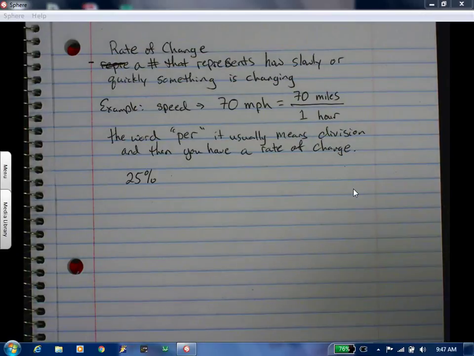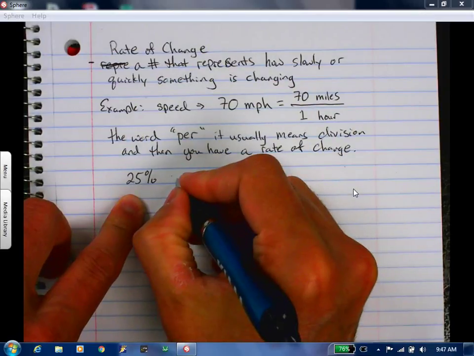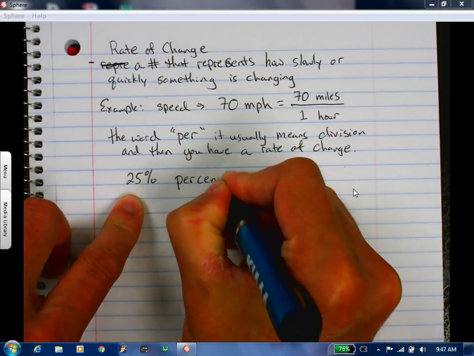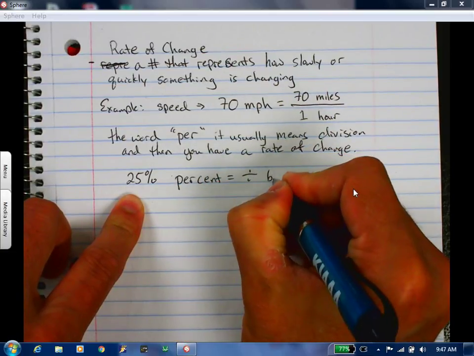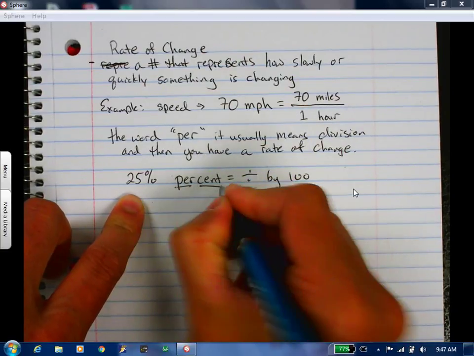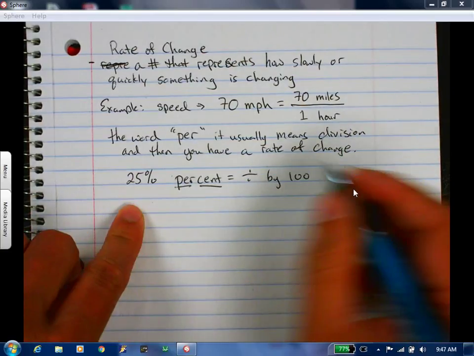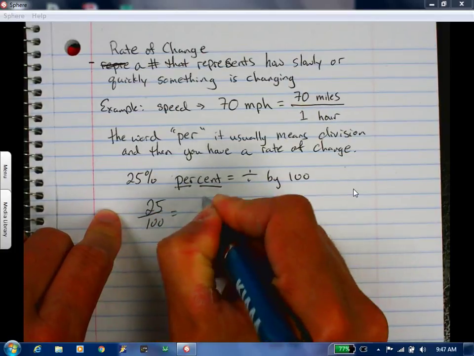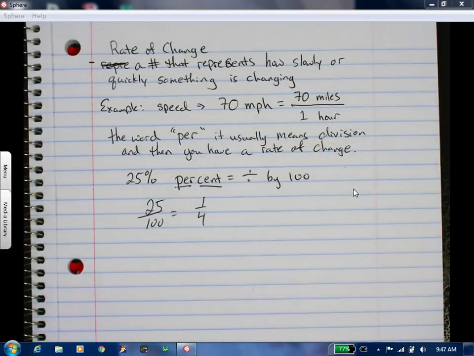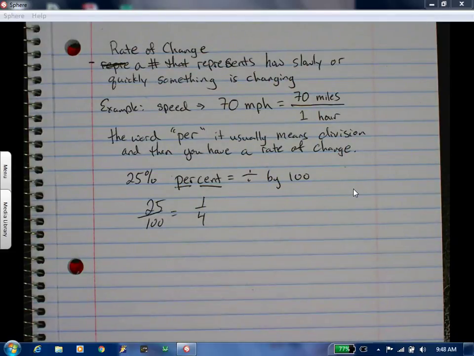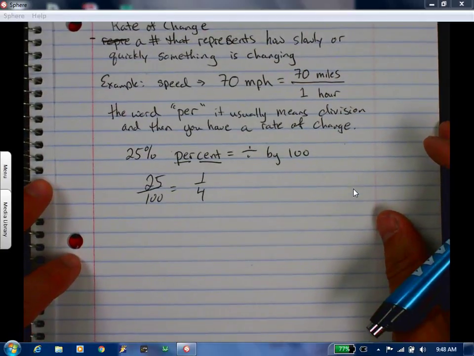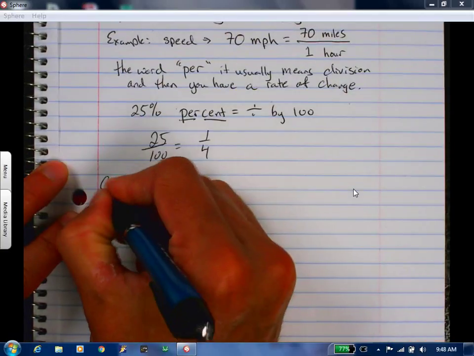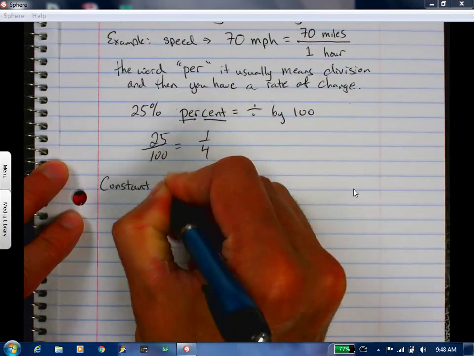So percent, remember that equals divide by 100. There's 100 cents in a dollar, so it's divide by 100. So that'd be 25 over 100, which is 1/4. Okay, so anytime you have percentages, that represents a rate of change. How much your discount you're going to get, or sales tax that goes on top of it. Okay, so we're going to have two different types of rates of change. We're going to have a constant rate of change.